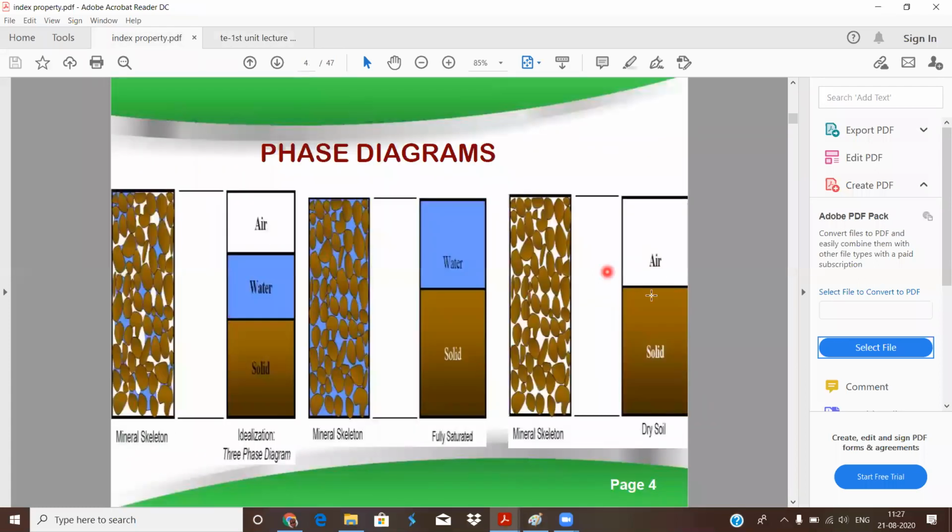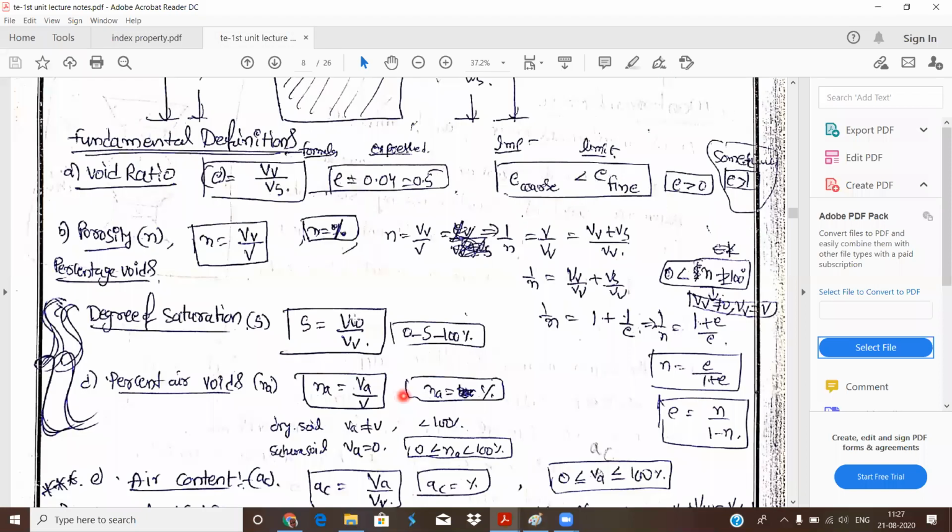Okay, here is dry soil. In dry soil there is no water, so the water is 0. So 0 divided by something is 0, and therefore the degree of saturation is 0.